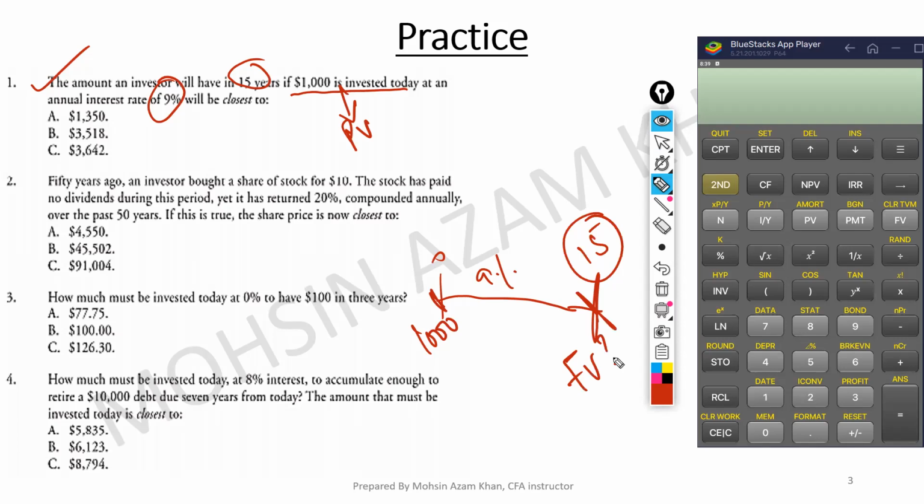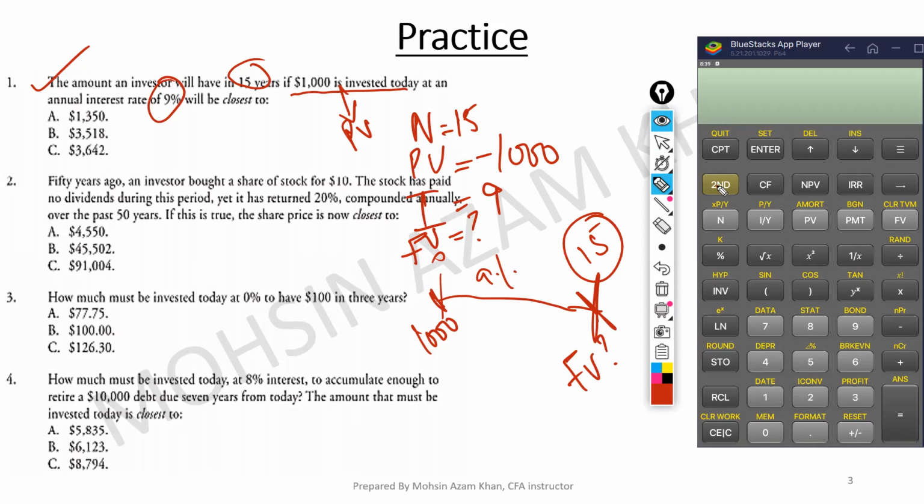Future value, sir. So if I write the inputs, N is equal to 15, present value is equal to 1000, but always keep it in negative. I is equal to 9. The payment will remain 0, and you need to compute future value. So I'll do it on the calculator.